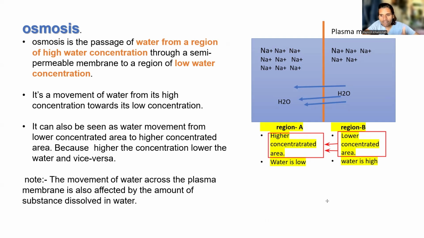And you see how and why it is happening. Why is water going from the lower concentrated area to the higher concentrated area? Because the answer lies downside. You can see the answer. And what is the answer? Because water is high in the lower concentrated area and water is low in the higher concentrated area. And that is what we are saying, that water or any molecule will always move from its high to its low. Clear?